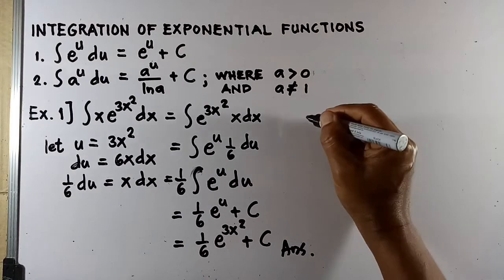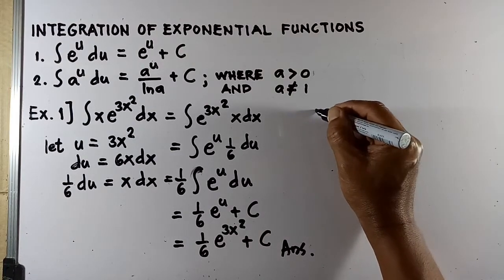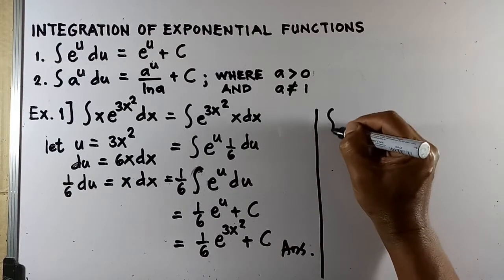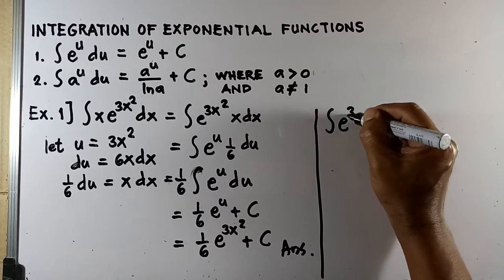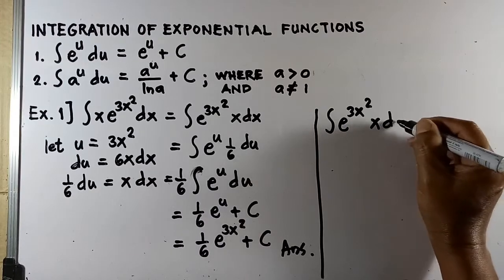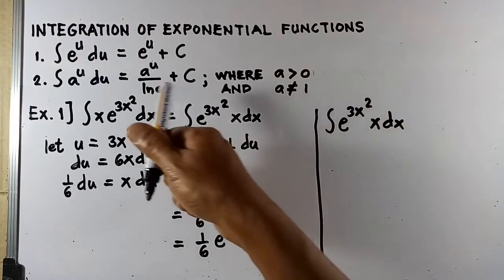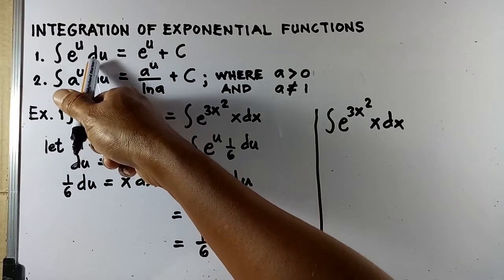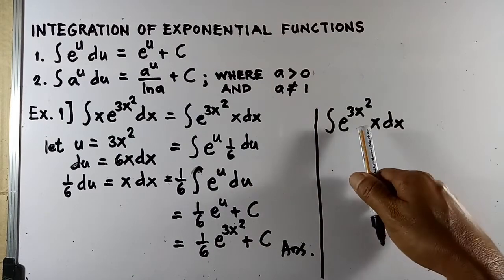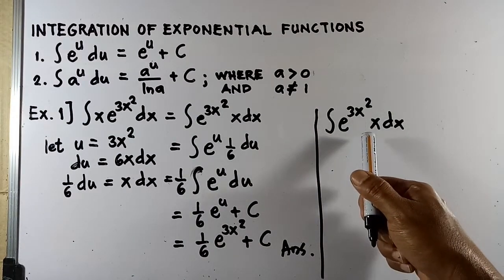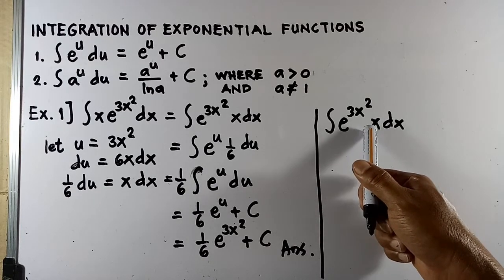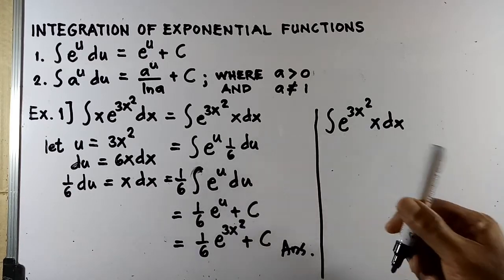Okay, shortcut method tayo. So, meron tayong integral of e raised to 3x squared times x dx. So, dito sa formula, as I have said, yung du ay derivative ng exponent na u. So, yung ating exponent ay 3x squared at ang kompletong derivative niya ay 6x. So, kung may 6x dito, ay magiging integrable na yung problem natin.